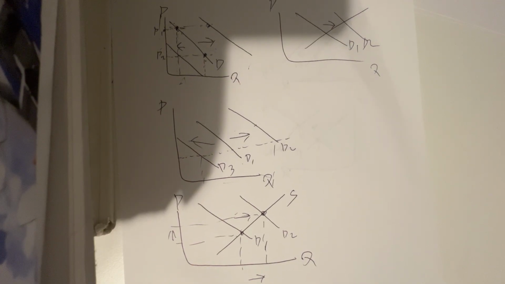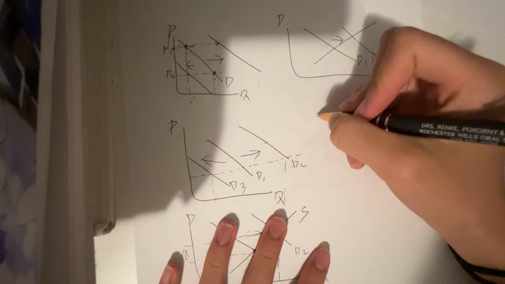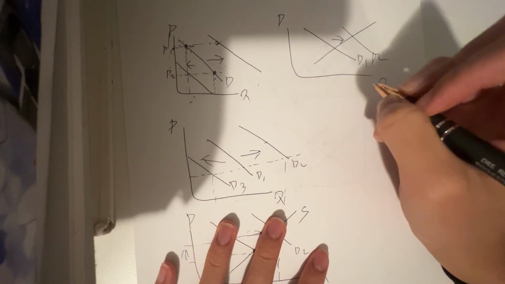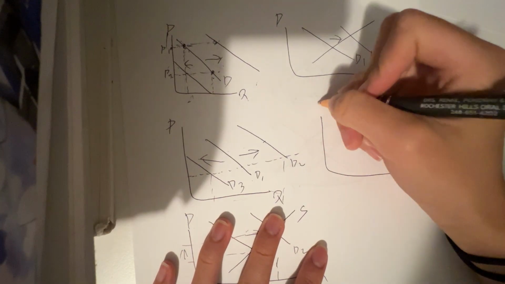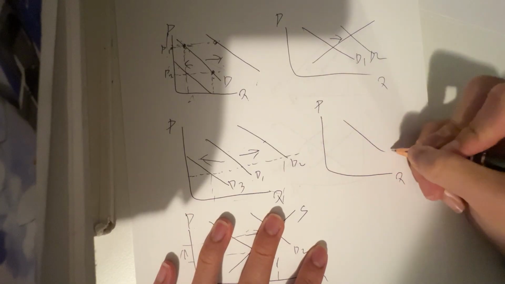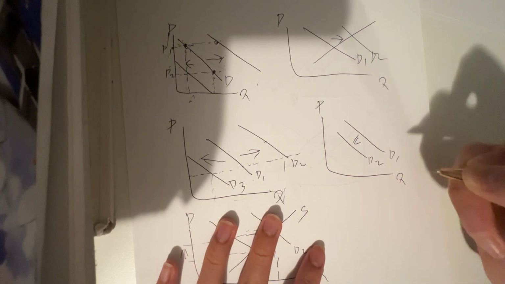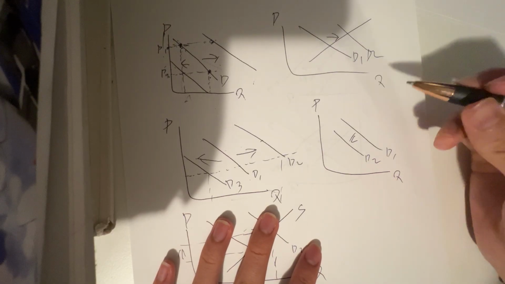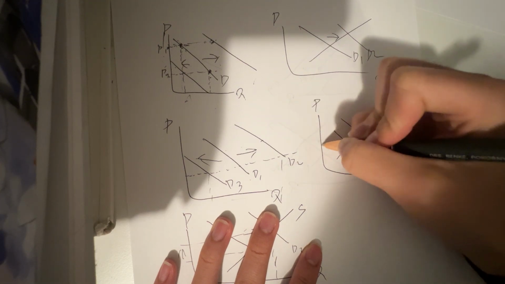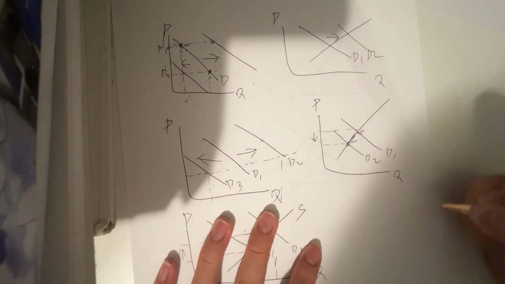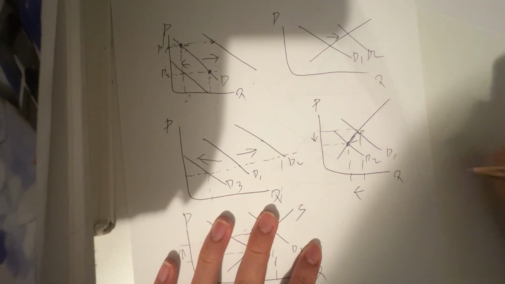Price of complements, so for coffee, that'd be like coffee creamer. If that increases, then the combined cost is higher, then demand decreases. What that graph looks like is, this is the original, and it shifts to the left, which is a decrease in demand. And then as you can see, both price goes down, and quantity demanded also goes down.